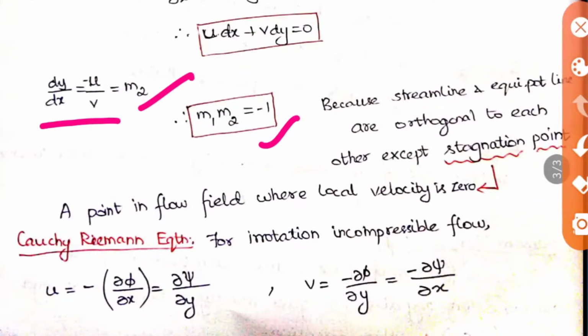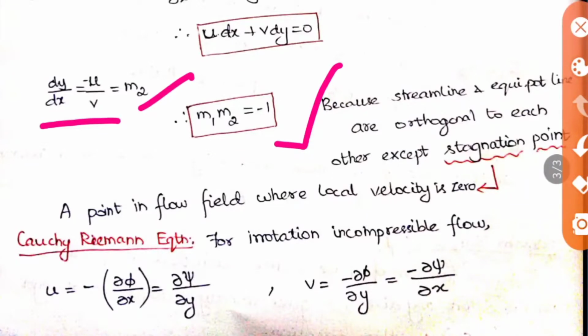When they are orthogonal to each other, the product of the slopes of the two lines will be equal to minus 1 only. To denote that only, it's given here. So this is also very important. What is the stagnation point? A point in a flow field where the local velocity is 0. Local velocity means nothing but u is equal to 0 and v is also equal to 0. That point only we call the stagnation point.